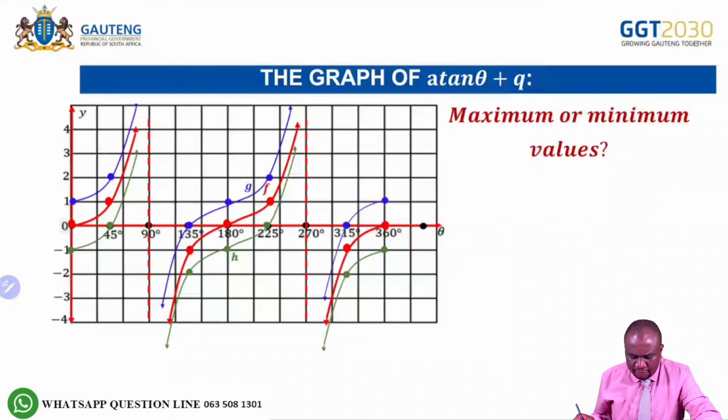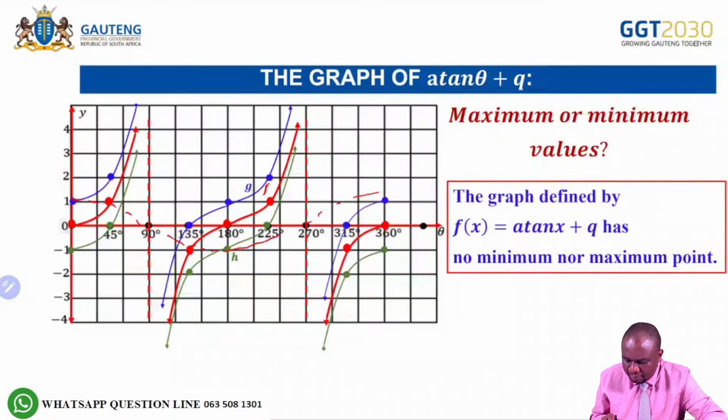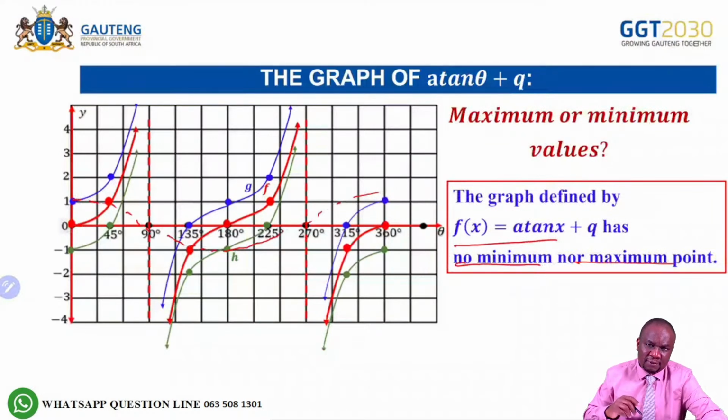Right, maximum and minimum values. Do we have any maximum or minimum values? Do you remember when I talked about the cosine graph? The cosine graph will be going like this, and then when it comes here, it turns like this. Or the sine graph. Those have minimum and maximum values. But does the tangent graph have a maximum or minimum value? No. Okay. The graph defined by this has no minimum or maximum value. It goes to positive infinity, it goes to negative infinity.